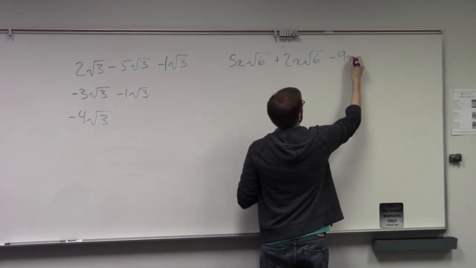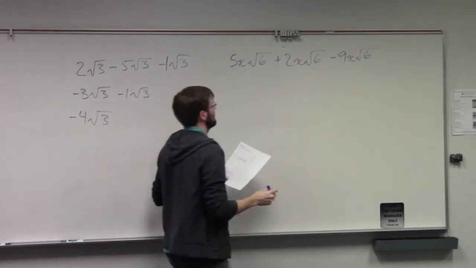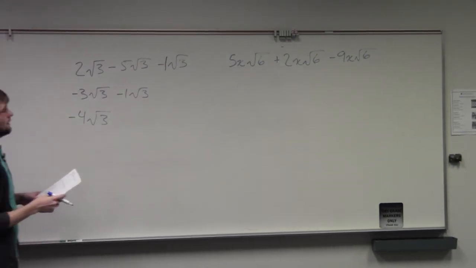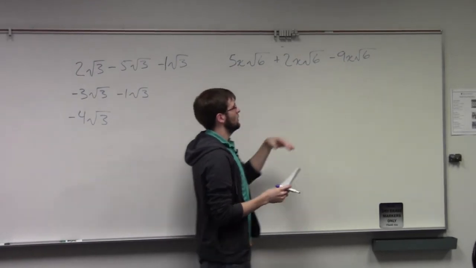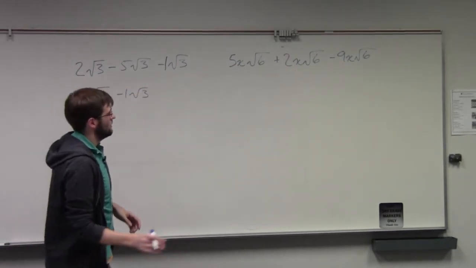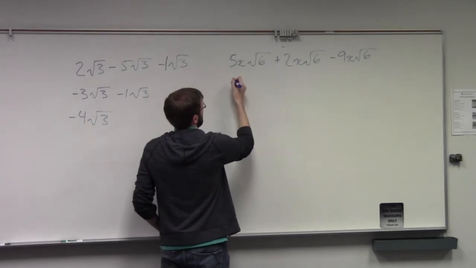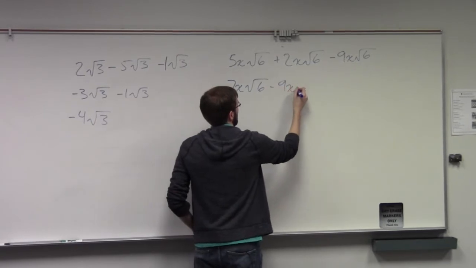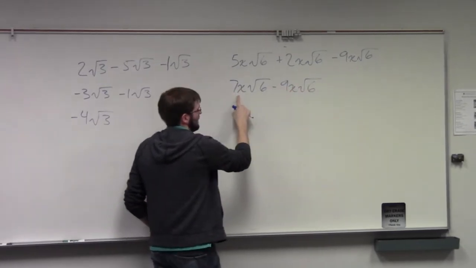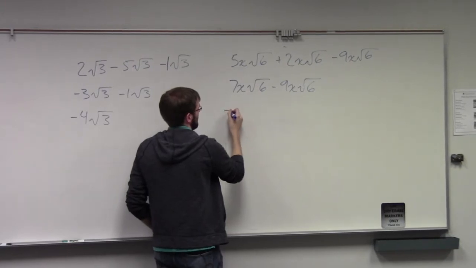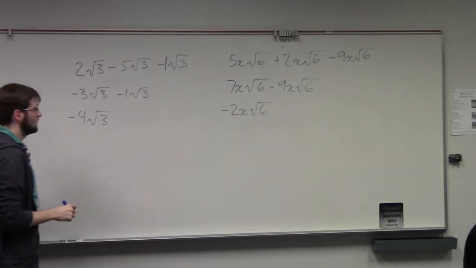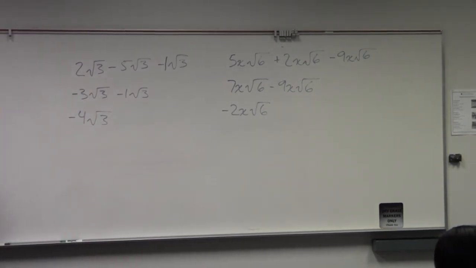Minus 6. All right, so are all the radicals the same? And so all of these right here, they're also x terms, so I can go ahead and add them. So what's 5x plus 2x? 7x. And what's 7x minus 9x? Negative 2x. Square root of 6. That's it? That's it. Nothing to it, right?